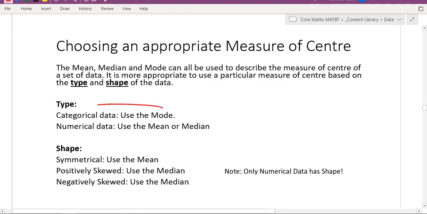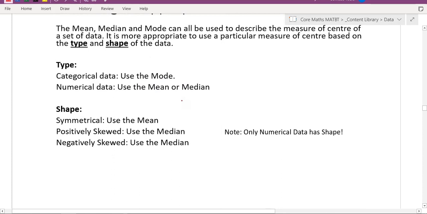We know what mode is. Mode is the one that appears the most, but with numerical data, this is where you start asking which is a better measure of center. For categorical data, you only really use mode, because the kind of data that you have for categorical is words. So which one appears the most is going to be the most useful one. You can't really use mean or median for words, it doesn't make sense, because mean or median refers to numbers. And for shape as well, that's when we use mean and median.